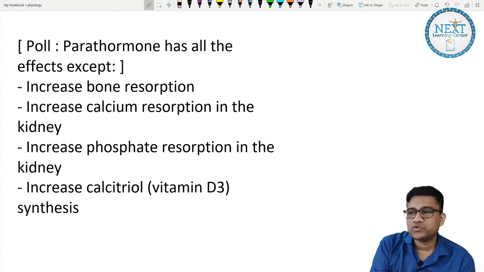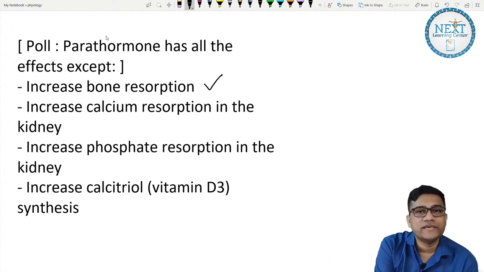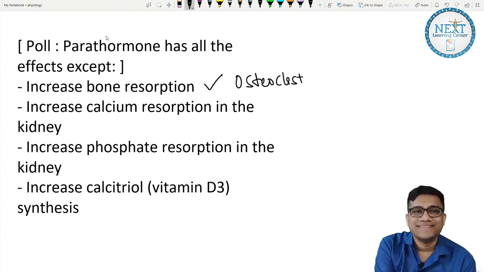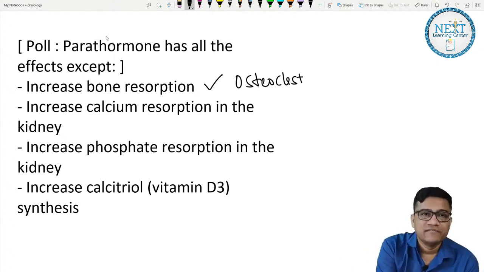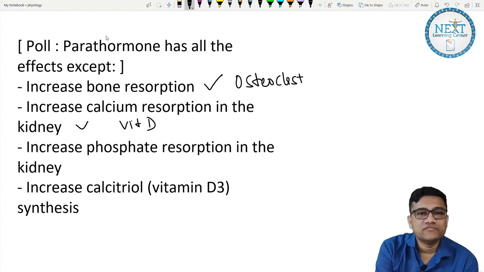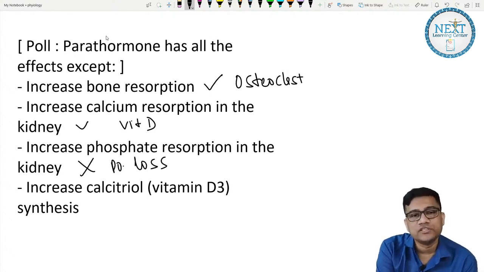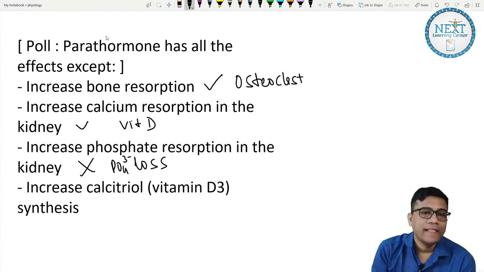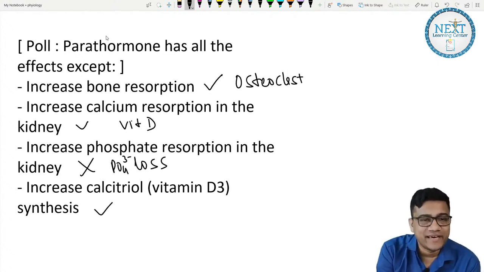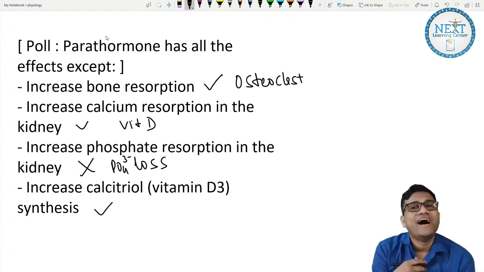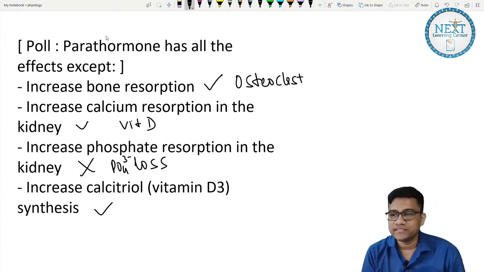Very good. Let's solve easily. Increase bone resorption, yes. How? Via osteoclast. Increase calcium, yes, via vitamin D. Increase phosphate, no, no. It rather causes phosphate loss in urine. Phosphate is lost, not reabsorbed. Wrong. Increase vitamin D3, yes. How? By hydroxylation. So the answer is C. Very good.